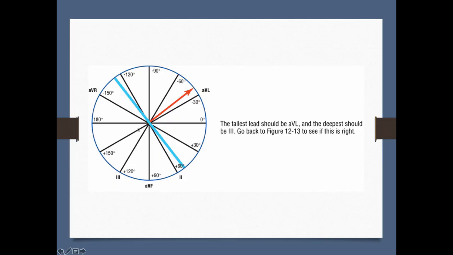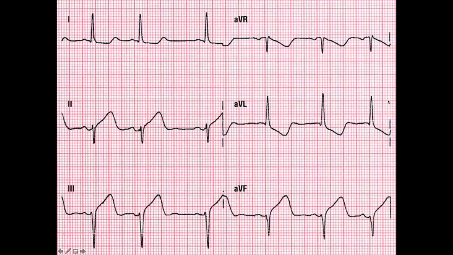If we go in the opposite direction, which is the closest there, it's going to be lead 3, so AVL should be the tallest. Lead 3 should be the most negative. So AVL is probably kind of a tie between lead 1 and AVL, but if we measured it out, AVL is certainly the tallest, and lead 3 is the most negative.